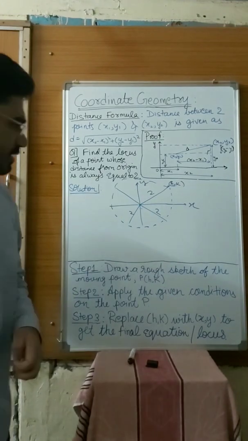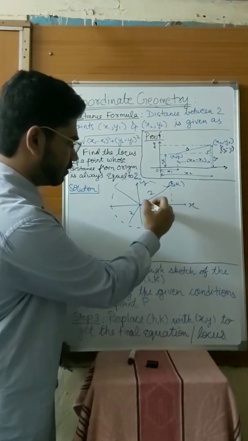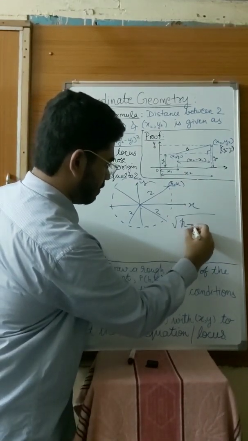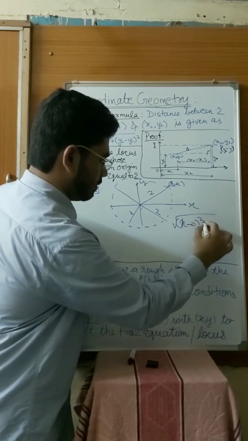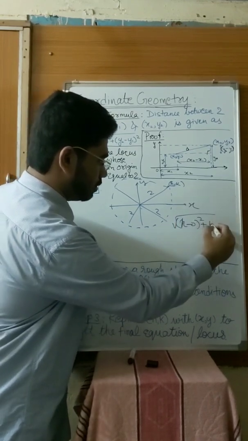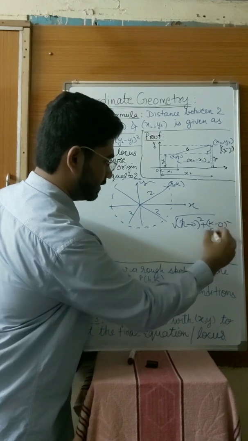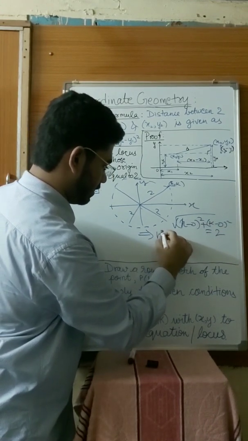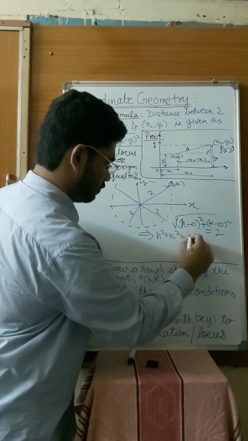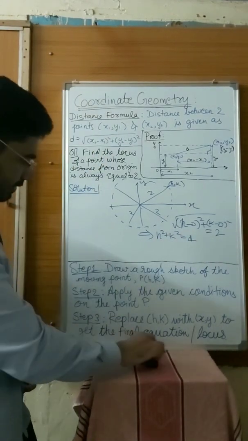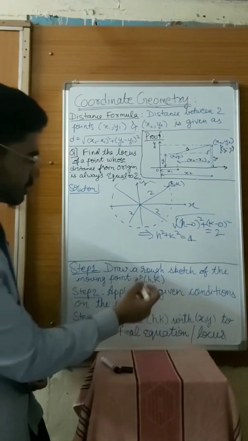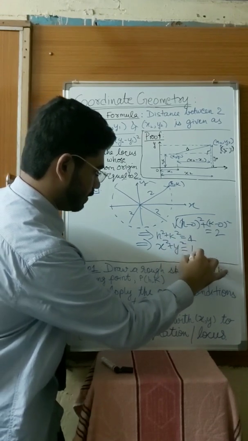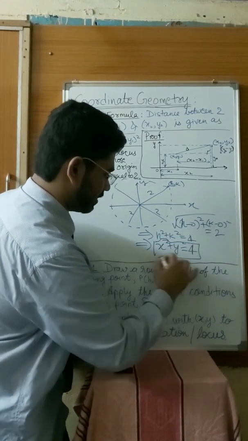Let's try to put this in the form of an equation. The distance between this point and origin is 2. So using the distance formula, we can say that root of x2 minus x1 whole square plus y2 minus y1 whole square is equal to 2. If I square it both sides, then h square plus k square is equal to 4. And if I write the third step here, replace h comma k with x comma y, then x square plus y square is equal to 4. This is our required locus.